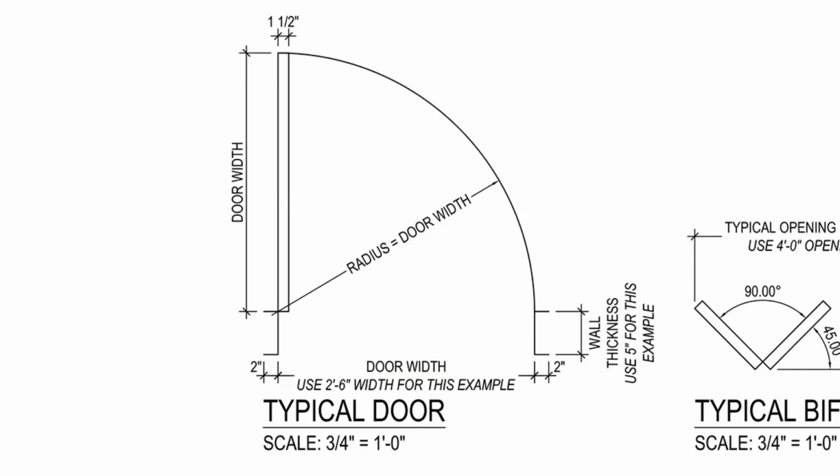And then the wall thickness, I'm indicating to use 5 inches for this example. And then later, as needed, we can change it. And I'm looking at the thickness of the door, and that is 1.5 inches. So I'll begin with that.